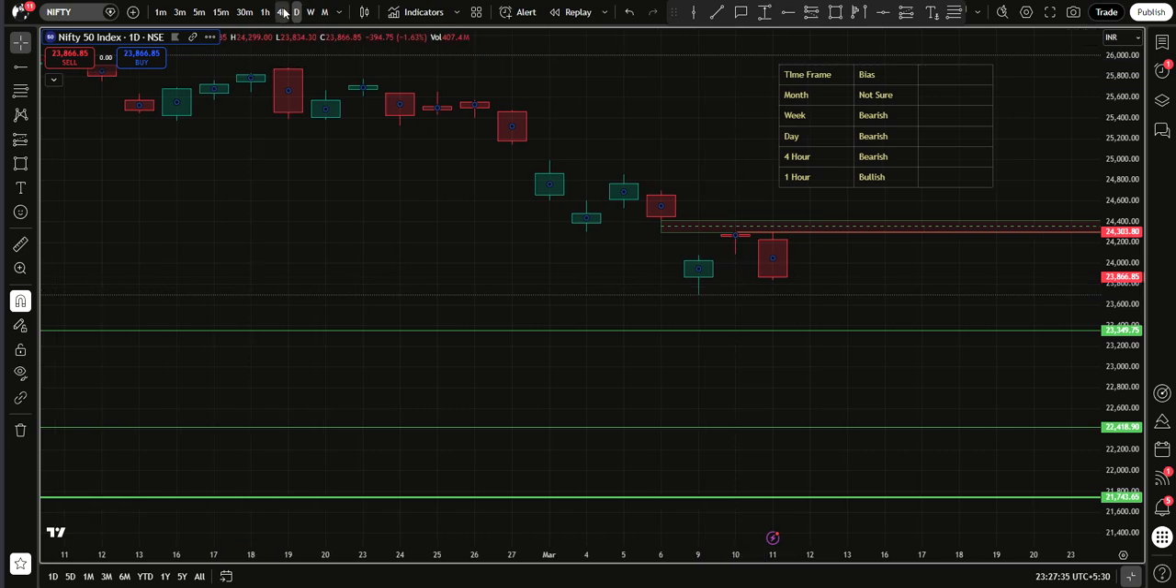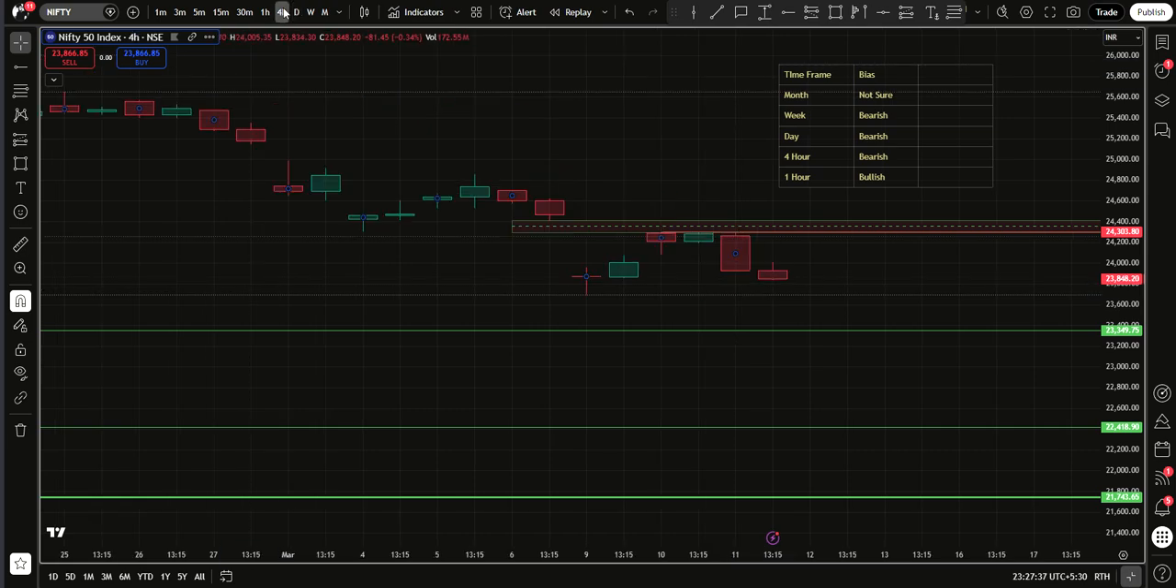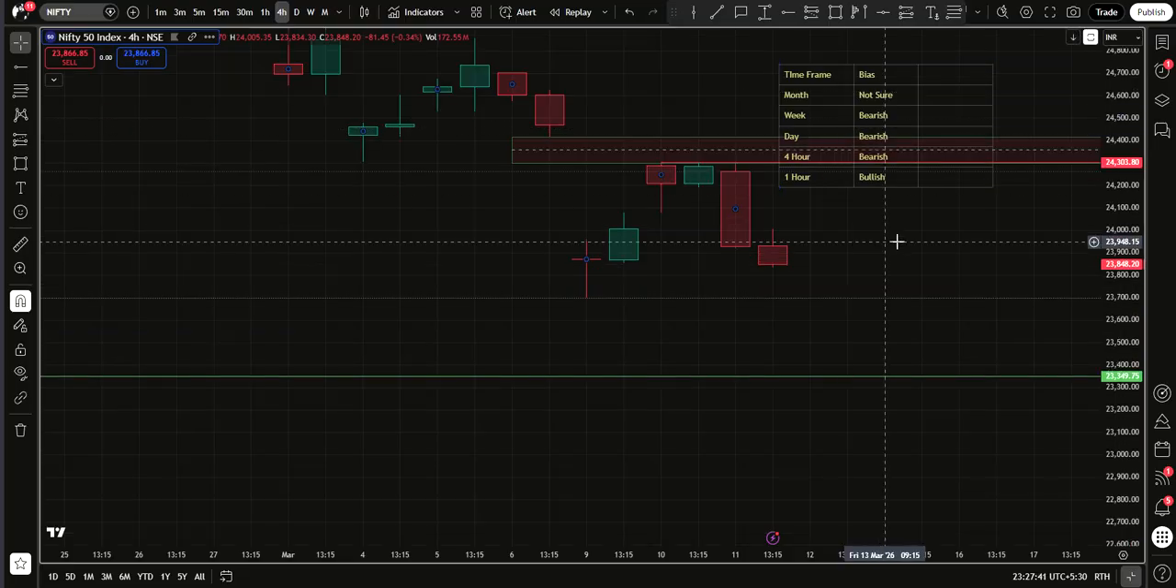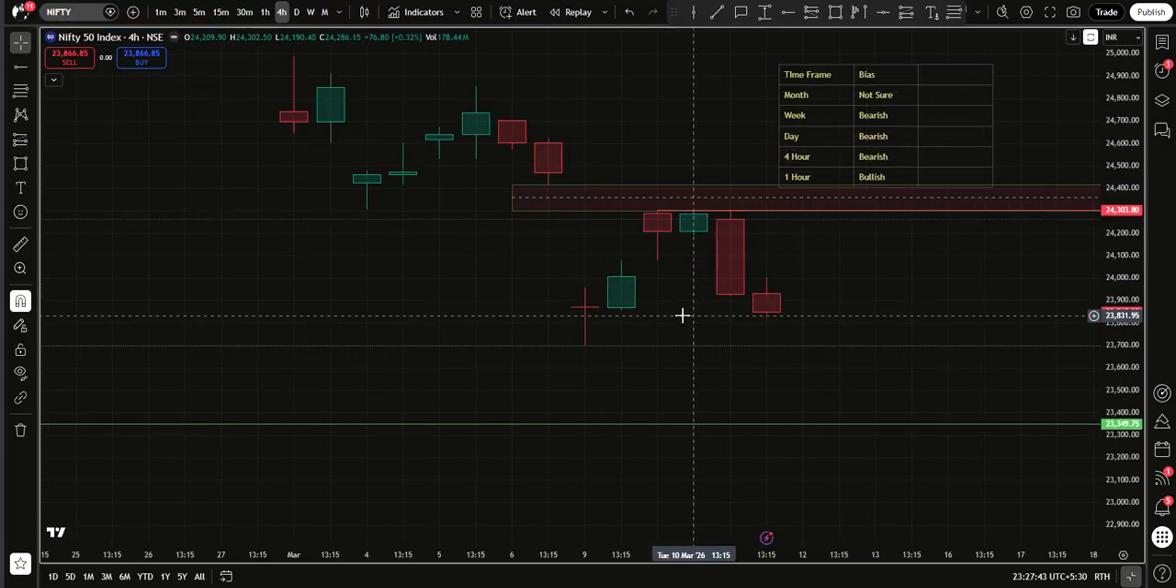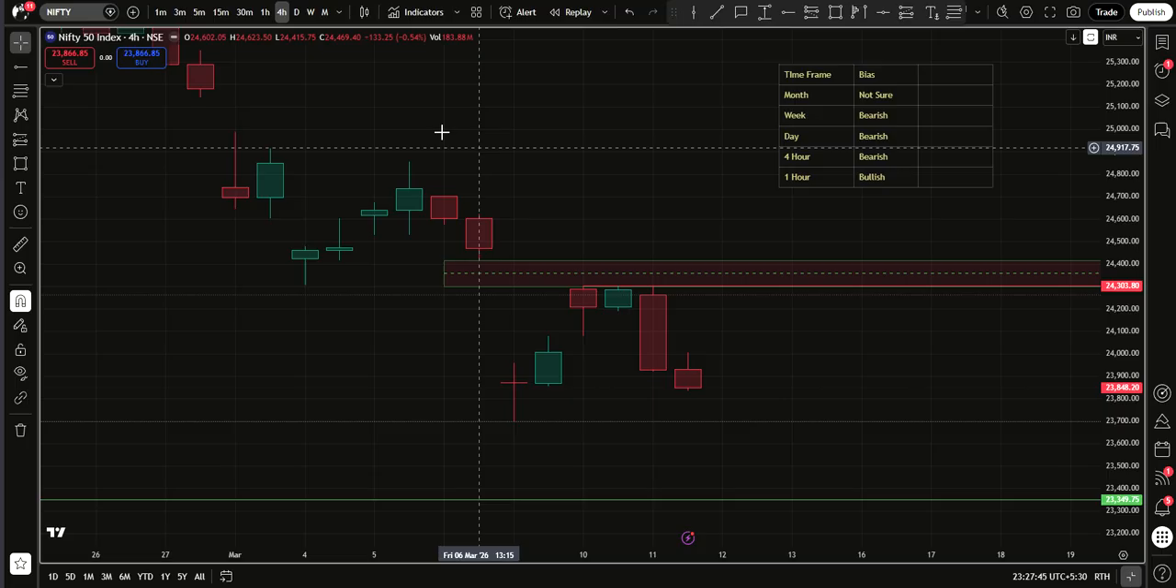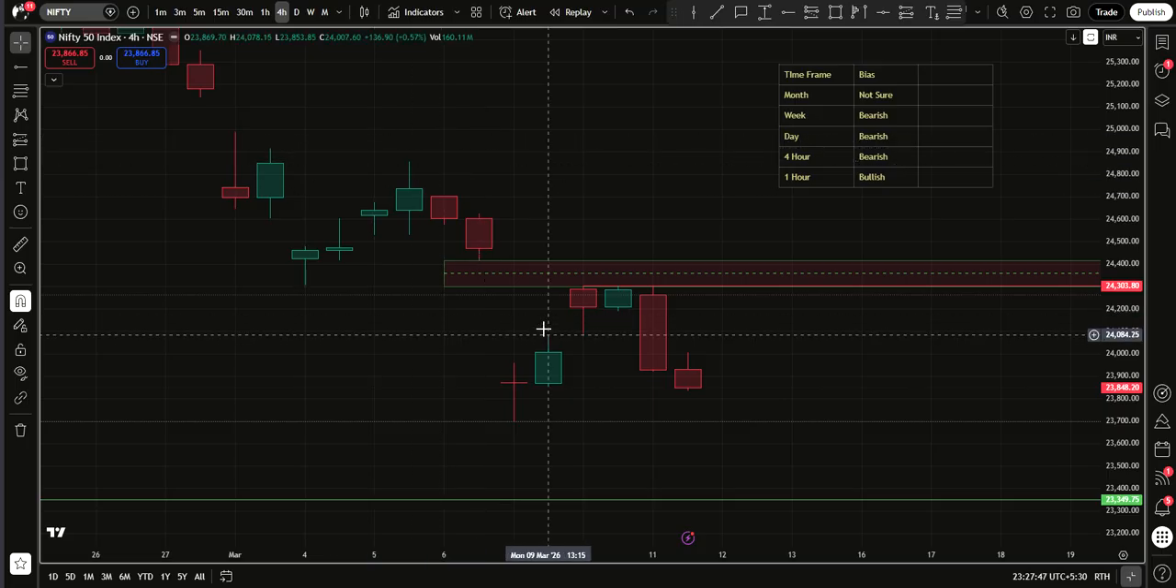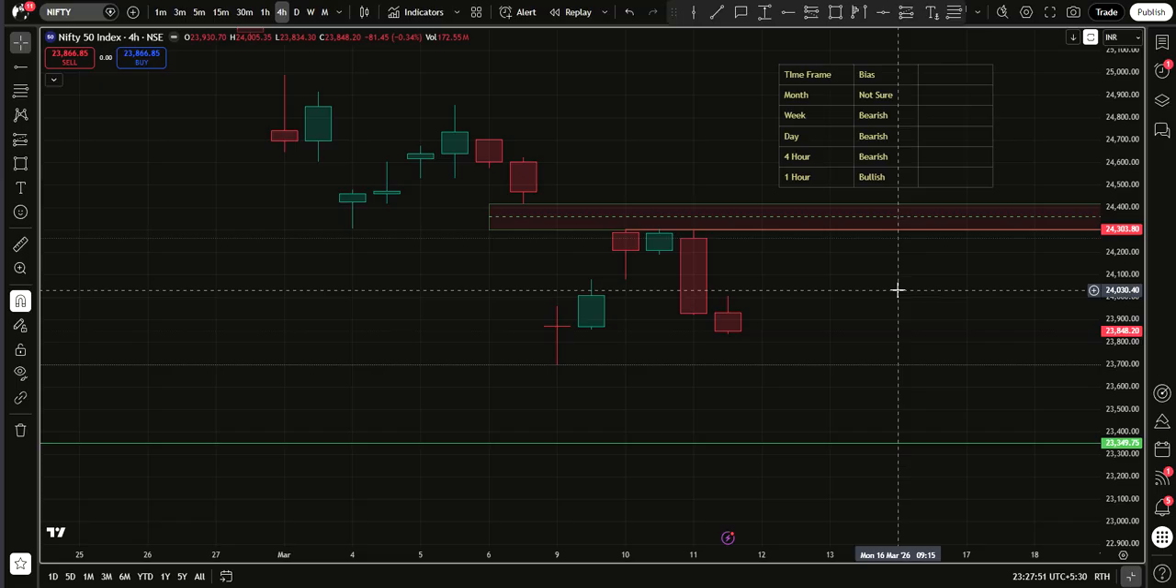Let me not be biased. Let's stick to the process. Now going to the 4-hour candle on the 4-hour time frame, Nifty is bearish. Why is it bearish? Because this high, and look at this high and this high, it has made a lower high, so it is bearish.